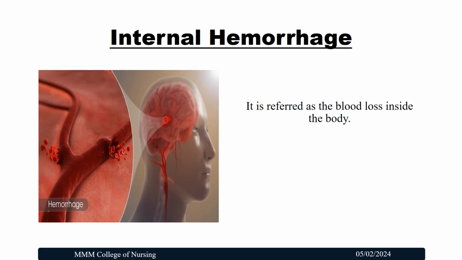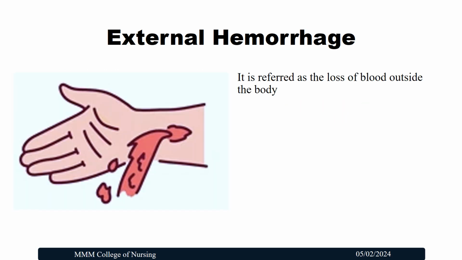So there are two types of hemorrhage. First one is the internal hemorrhage. So internal hemorrhage is referred to as the loss of blood inside the body due to any rupture of the blood vessels. So next type is the external hemorrhage, where it is referred to as the loss of blood outside the body due to any external injury.